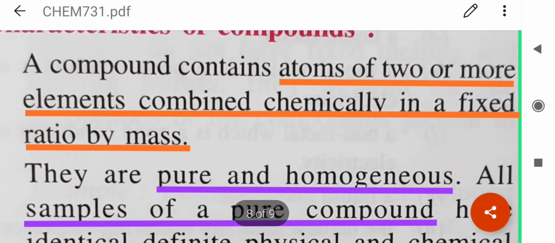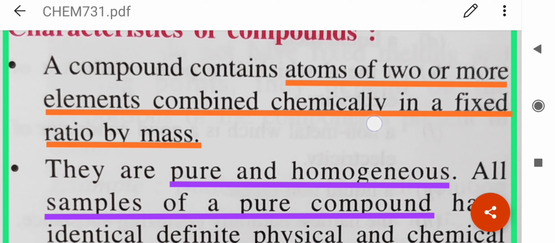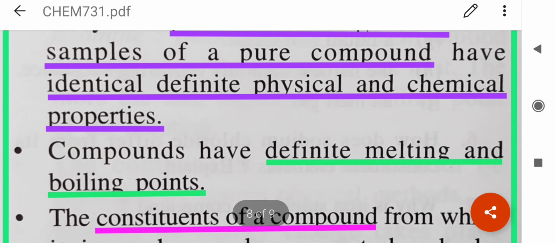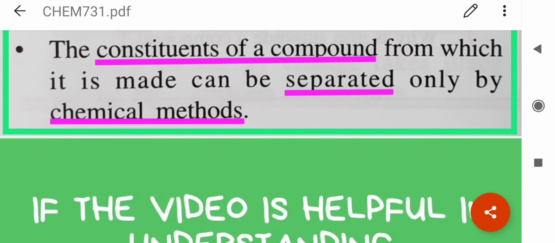Now let's move to the characteristics of a compound. A compound contains atoms of two or more elements combined chemically in a fixed ratio by mass, and they are pure and homogeneous. The samples of a pure compound have identical, that means the same, physical and chemical properties. Compounds have definite melting and boiling points, and the constituents of a compound from which it is made can be separated only by chemical methods.